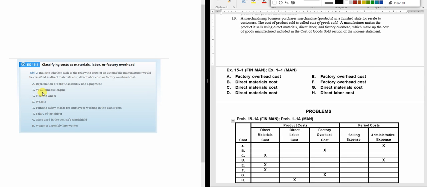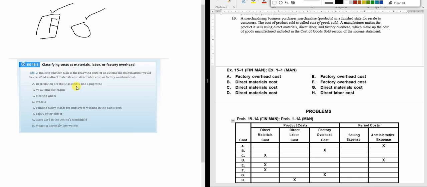So first, if I'm going to ask myself, is it a product? Does it happen in the factory, or does it happen in the office building? If it happens in the factory, it's a product cost, and then I have to choose direct material, direct labor, or overhead. If it happens in the office building, or I guess the showroom, it's a selling or administrative expense. So in this one, we're told that it's only going to be materials, labor, or overhead, so they're all happening over here in the factory.